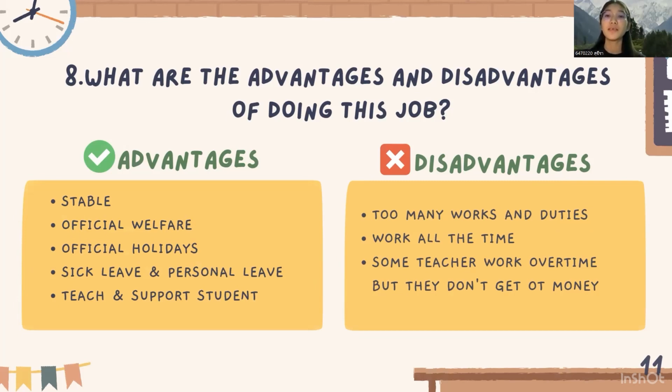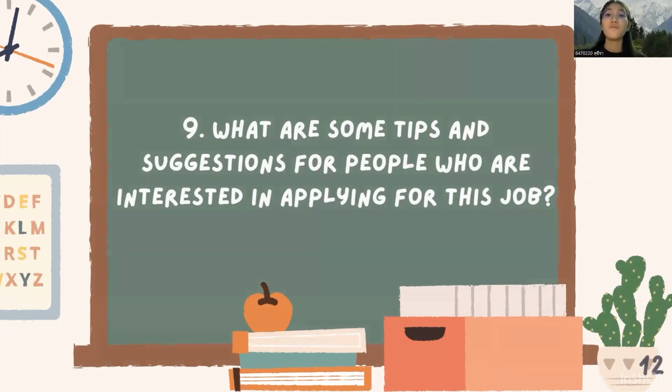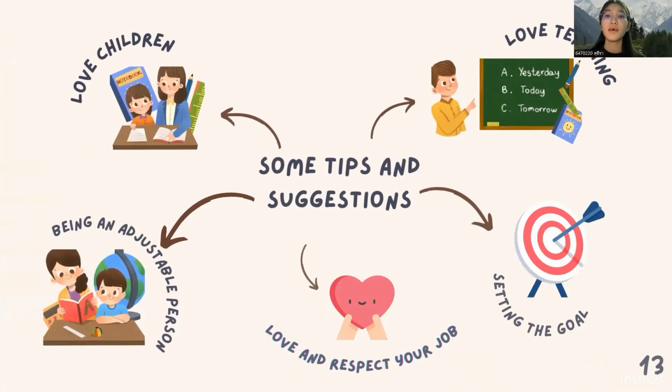For the next question, question number 9. What are some tips and suggestions for people who are interested in applying for this job? The first tip is you should be a student lover. The next one, you should love teaching in order to communicate with students and make them feel fun with the lesson you teach. Another tip is you should be an adaptable person.